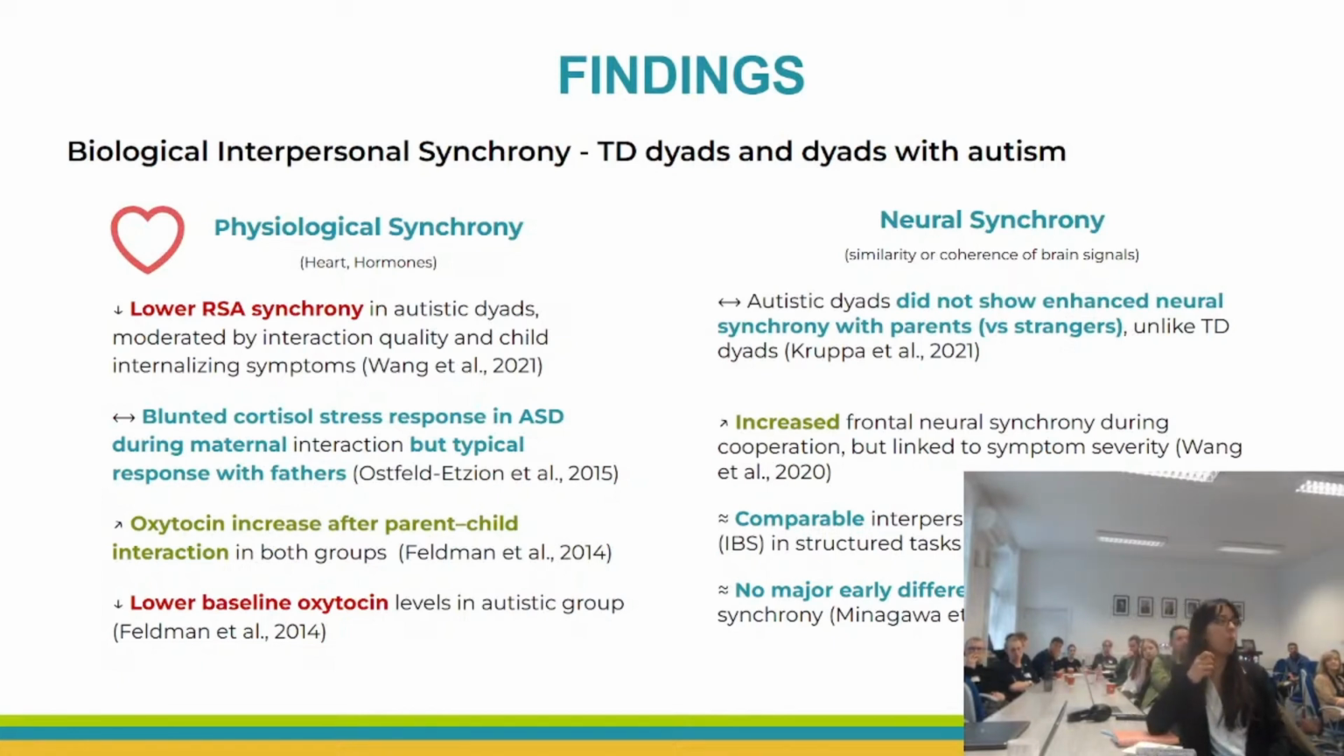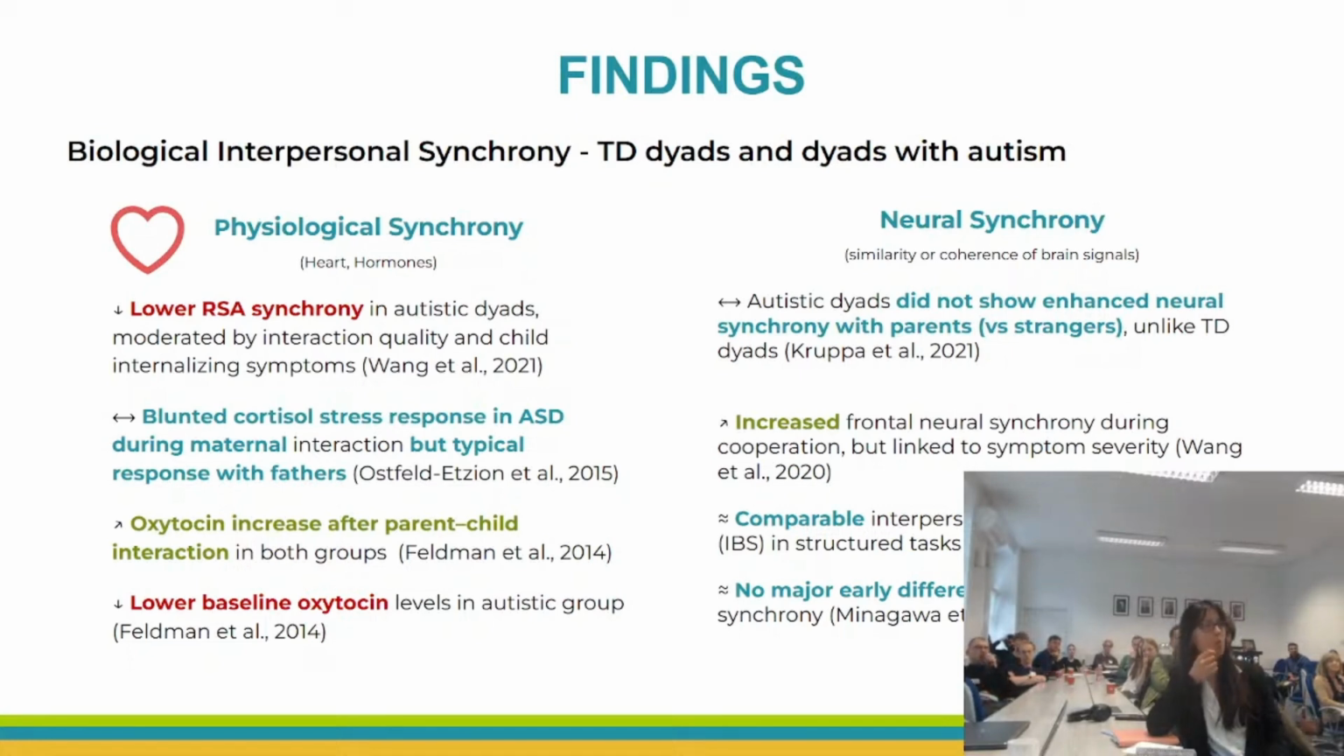Another study looked at cortisol responses during the still-face paradigm. Children with autism showed a blunted stress response, and by that I mean they didn't show the initial stress response that typically developing children did when the mother was unavailable. But this happened only with mothers, and the interaction with their fathers was very similar to typically developing dyads. So this suggests possible maternal buffering or scaffolding effects, and emphasizes the need to include both parents in research.